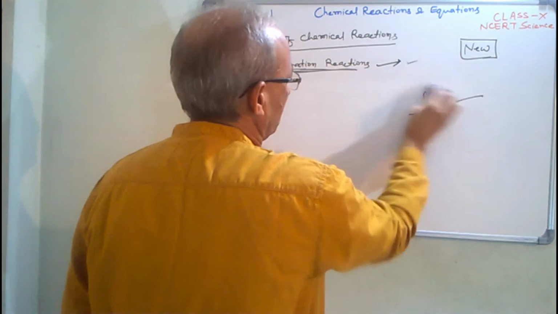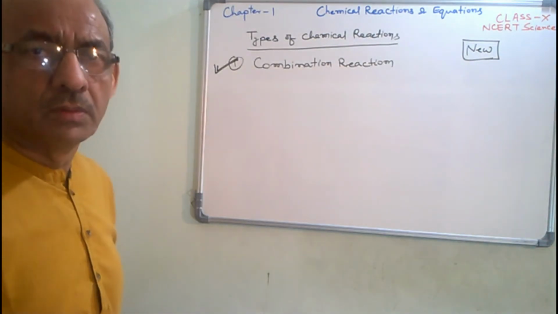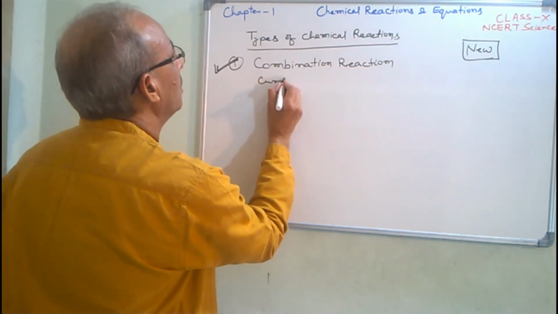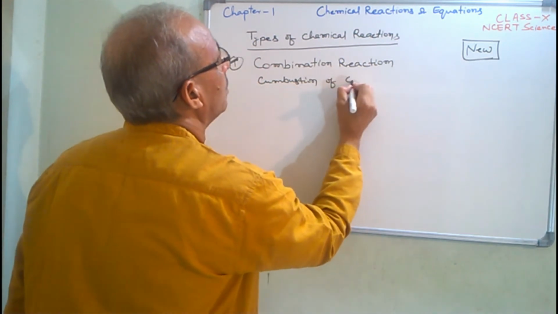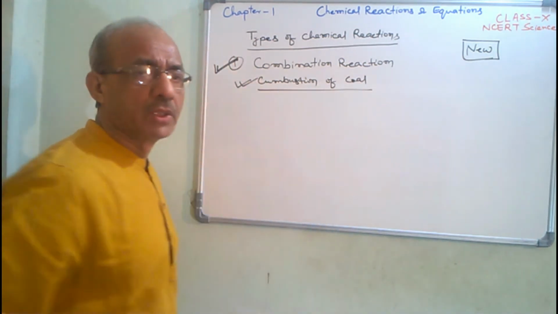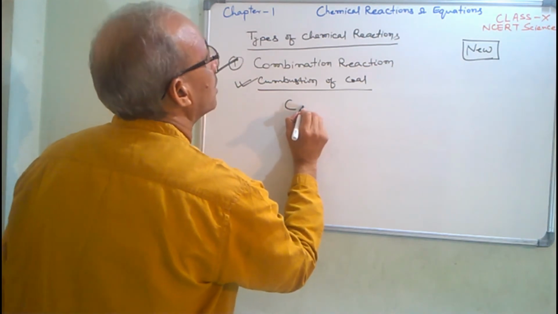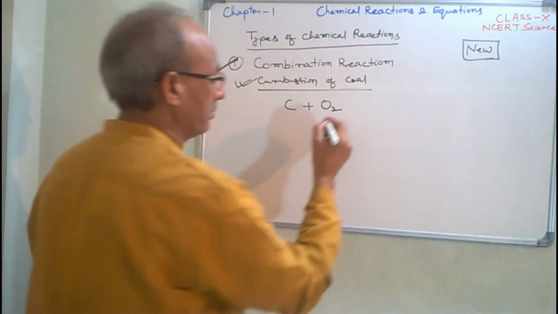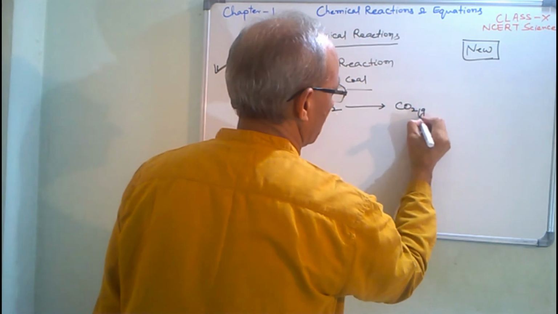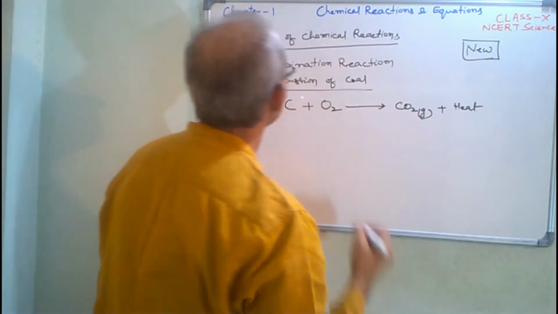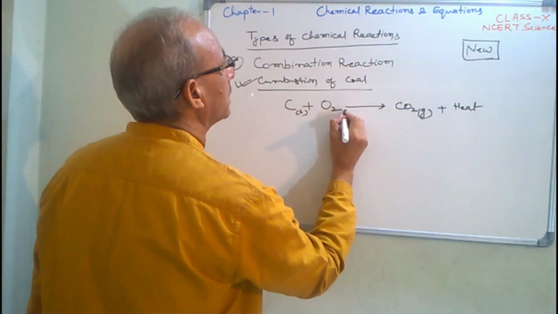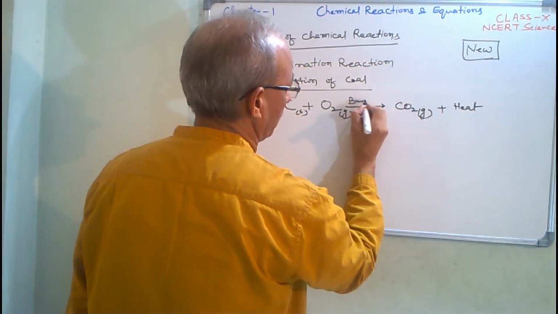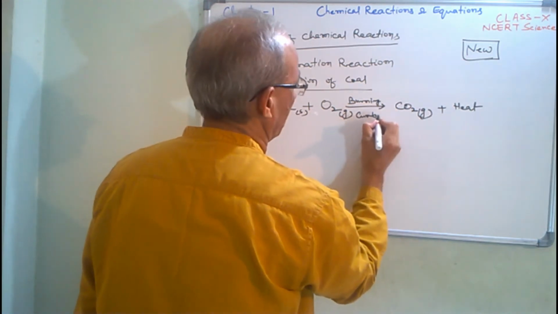Now the fourth example, combustion of coal, combustion of carbon, is also a type of combination reaction. When carbon or coal burns in presence of oxygen, carbon dioxide gas is evolved and heat is generated here. Carbon or coal is solid, oxygen is in gaseous state. Here burning, or combustion.